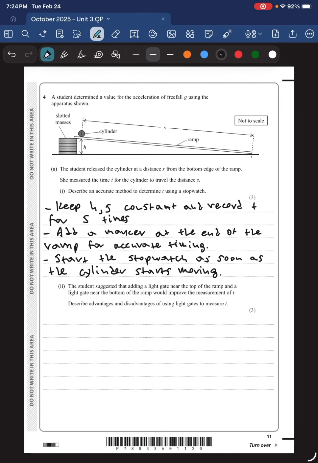Okay, part 2. The student suggested that adding a light gate near the top of the ramp and a light gate near the bottom of the ramp would improve the measurement of t. Describe advantages and disadvantages of using light gates to measure t. Okay, so first of all, light gates work instantaneously.